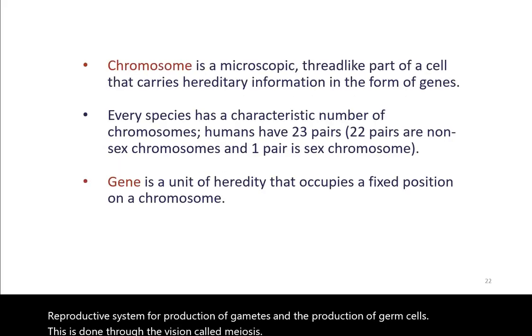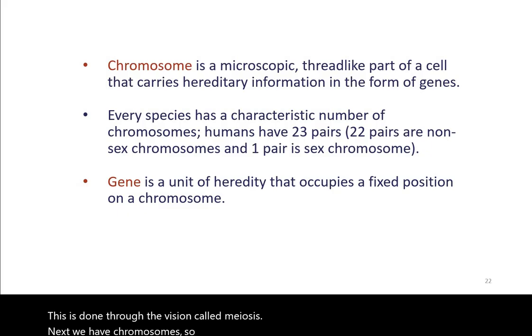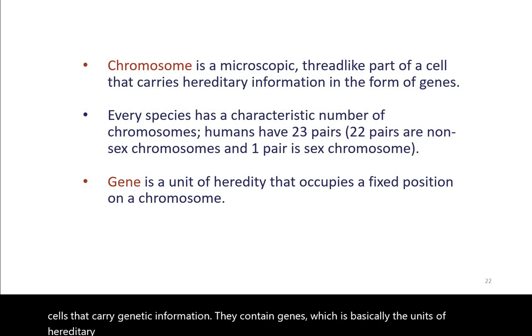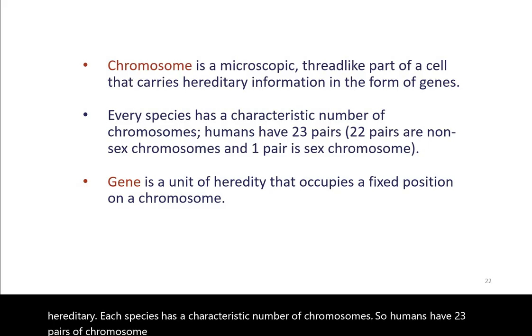Next, we have chromosomes. Basically, chromosomes are thread-like structures in cells that carry genetic information. They contain genes, which are the units of heredity. Each species has a characteristic number of chromosomes. Humans have 23 pairs of chromosomes: 22 pairs are non-sex chromosomes, and one pair is a sex chromosome.